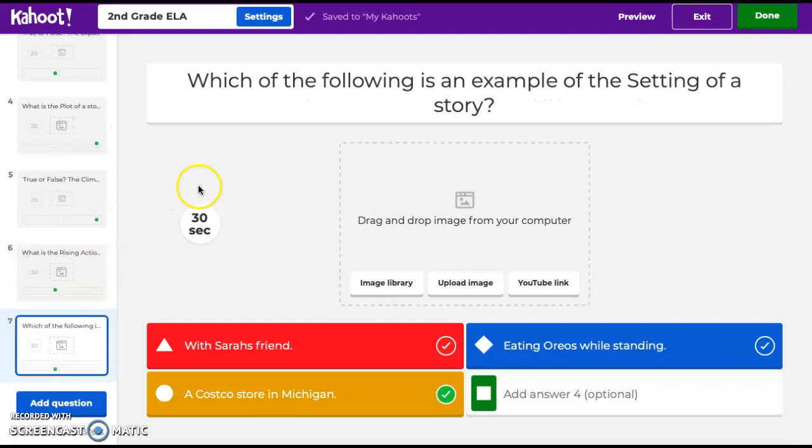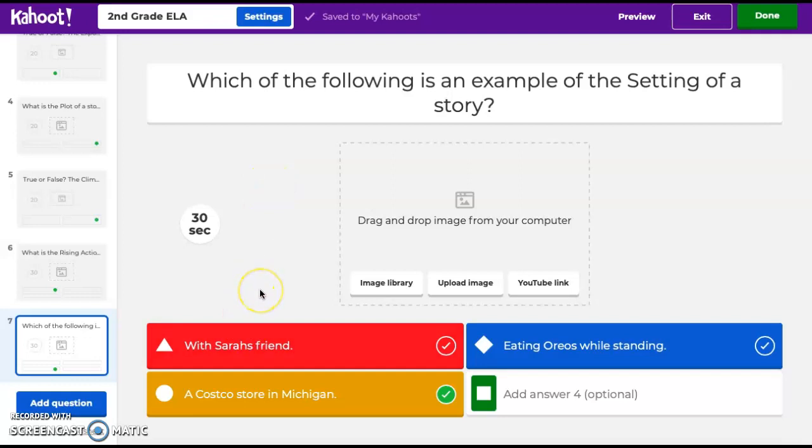Number 7, I also gave 30 seconds because this question is kind of long. Even though it has 3 options for answers, I think 30 seconds is still a good amount of time for my students to be able to read the entire question and think about the answer. So which of the following is an example of the setting of a story?